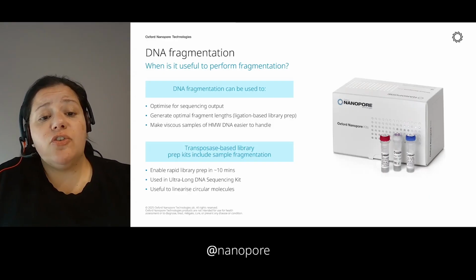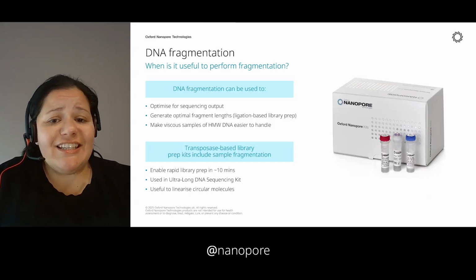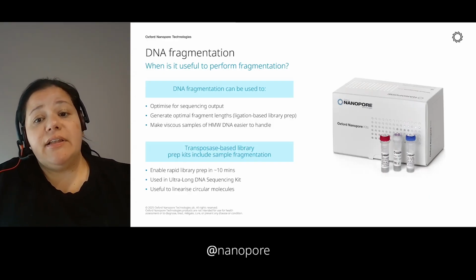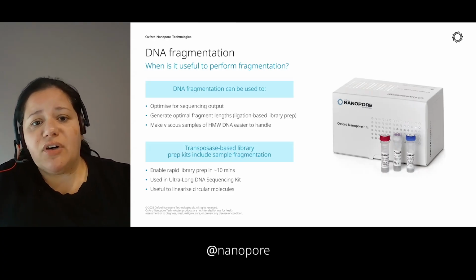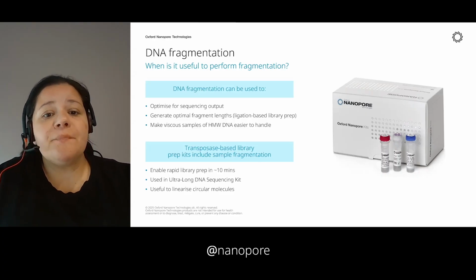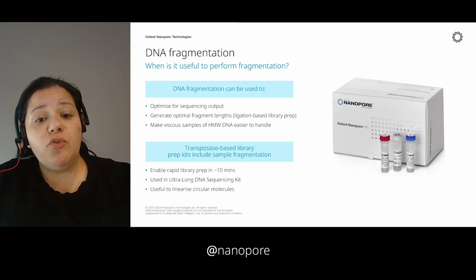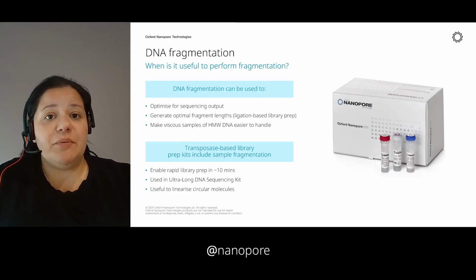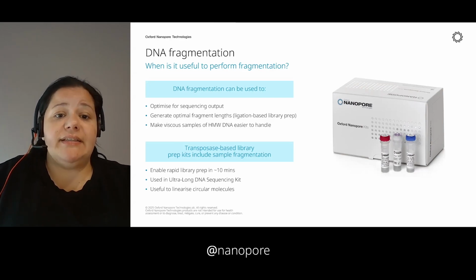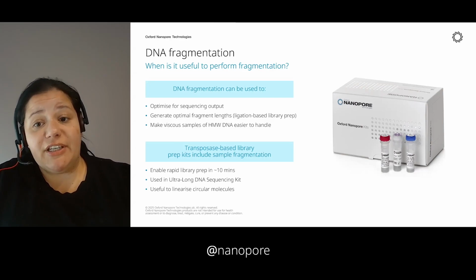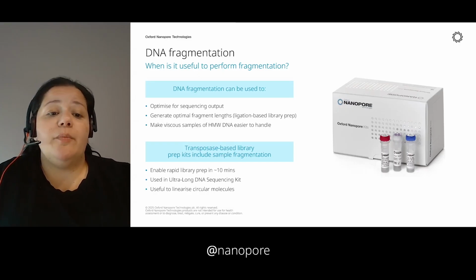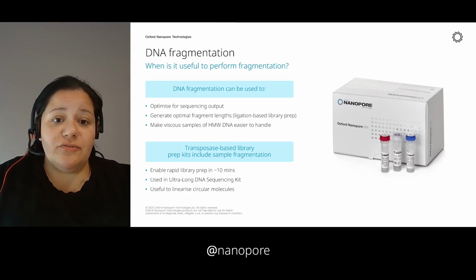Then it's also useful just to fragment really viscous DNA to make it easier to handle and quantify, because it's almost impossible to accurately quantify a sample that is viscous. And then again, it also helps ensure that the library preparation is efficient. And it's good to keep in mind that our transposase-based library prep approaches include fragmentation, and there will be more information in the next masterclass of this series.